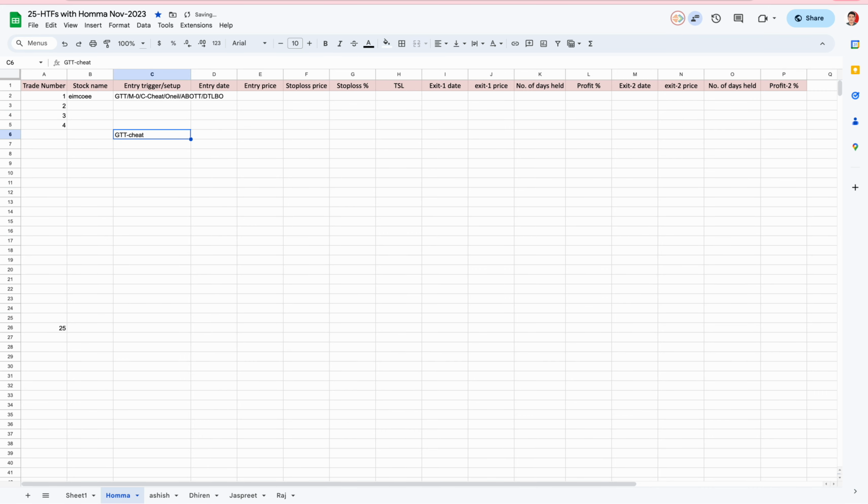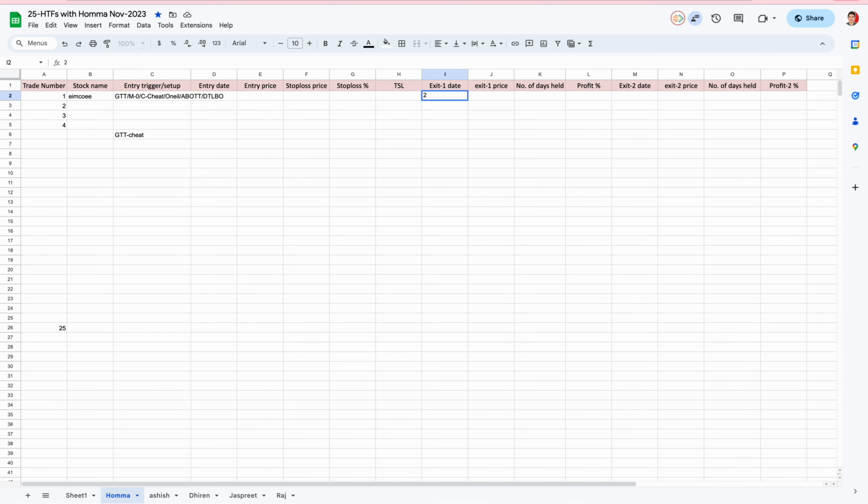So something like this. Entry date, entry price, what was the stop loss price, and hence what is the percentage of stop loss. Trailing SL. Now trailing SL will be at the beginning the same as the stop loss. So once you de-risk your trade, then you can enter the TSL. So it's not very important.